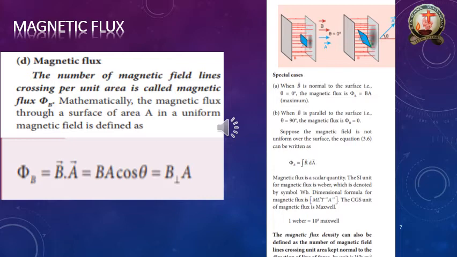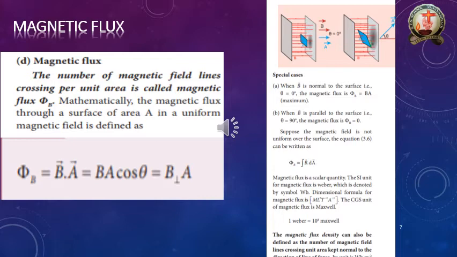The CGS unit of magnetic flux is the Maxwell, and the value in Weber is given. 1 Weber is equal to 10 power 8 Maxwells. That is the value of 1 Weber. Okay, 1 Weber is equal to 10 power 8 Maxwell.